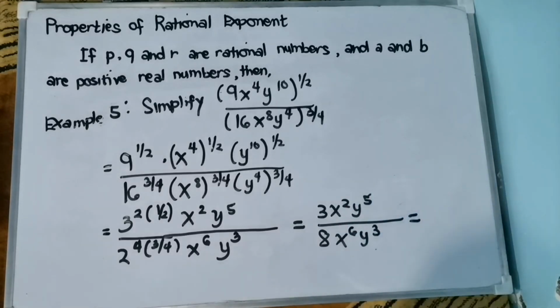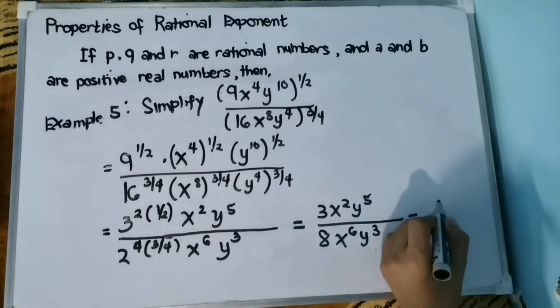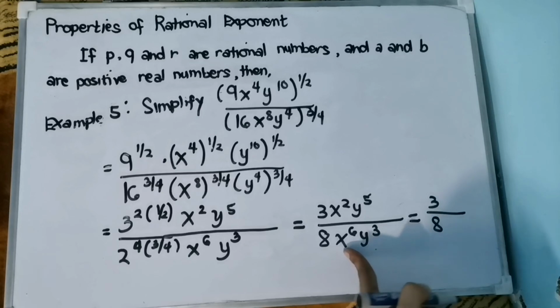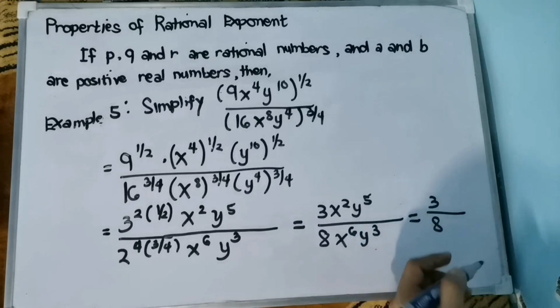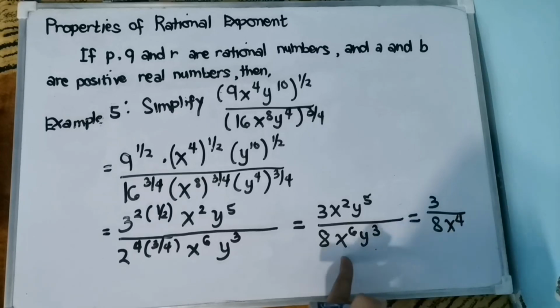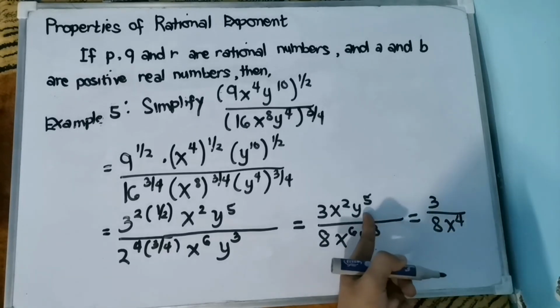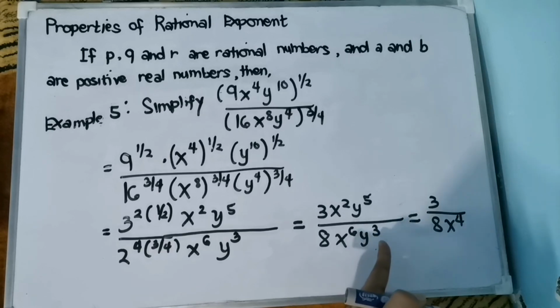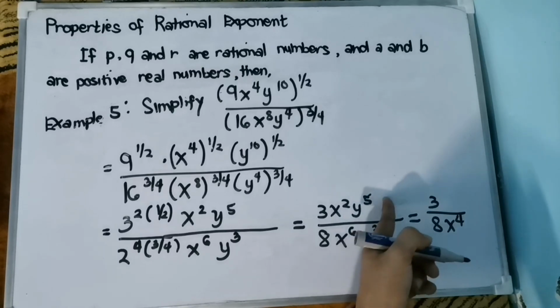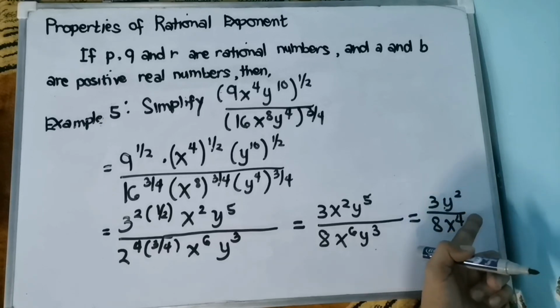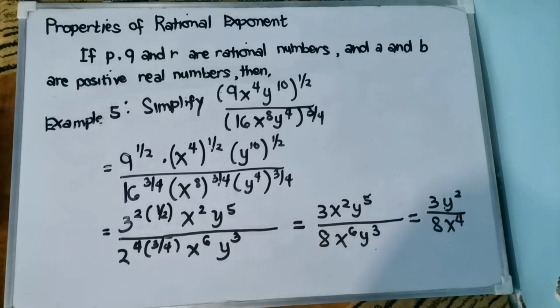And then, for our final answer, cancel lang natin yung mga exponents. So, you have here 3/8. x squared, x to the 6. We have here x to the 4th. So, nilagay natin siya sa ilalim because we need to get the reciprocal because the answer is -4. So, kaya nilagay natin siya dito sa denominator. And then, y to the 5th divided by the y cubed. So, we just subtract the exponents 5 and 3. So, that is y raised to 5 minus 3 is y squared. So, our final answer is 3y squared over 8x to the 4th.